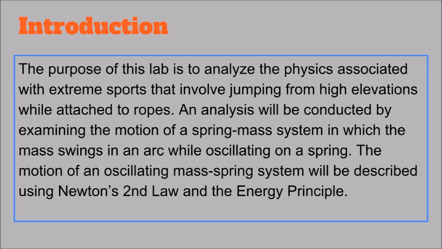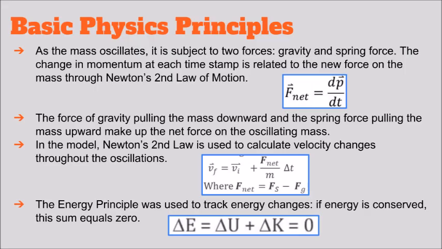The motion of an oscillating mass spring system will be described using Newton's second law and the energy principle. As the mass oscillates, it is subject to two forces, gravity and spring force. The change in momentum at each time stamp is related to the net force of the mass through Newton's second law of motion. F net equals dp over dt. The force of gravity pulling the mass downward and the spring force pulling the mass upward make up the net force of the oscillating mass.